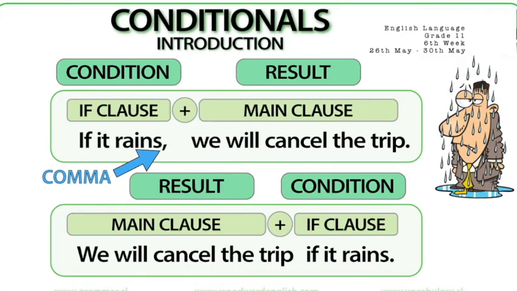Types of conditionals. The four main types of conditionals are the zero conditional, the first conditional, the second conditional, and the third conditional. Sometimes these are called Type 0, Type 1, Type 2, and Type 3 conditionals. We will quickly introduce them in this lesson and go into more detail about each conditional in individual lessons.